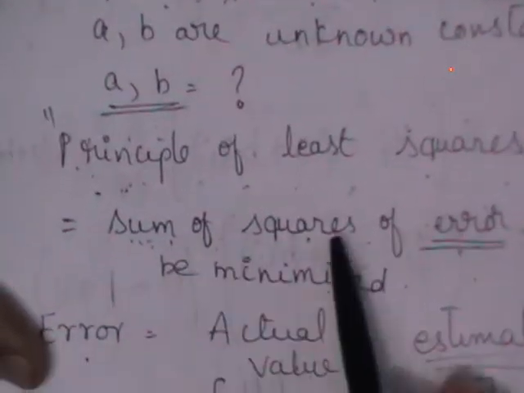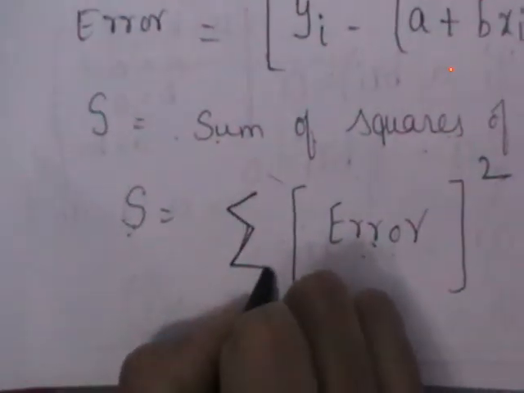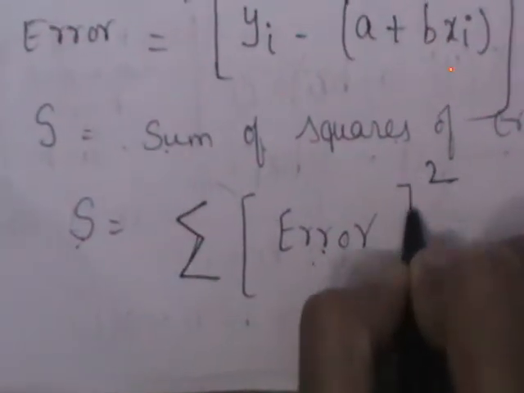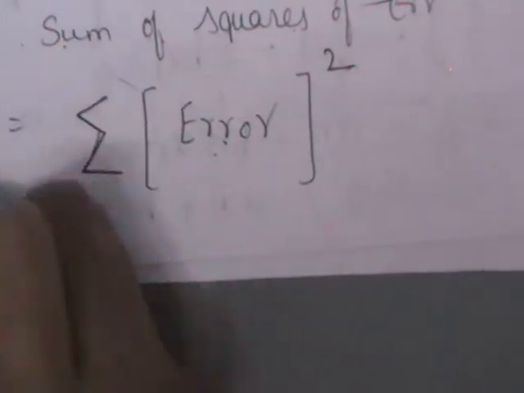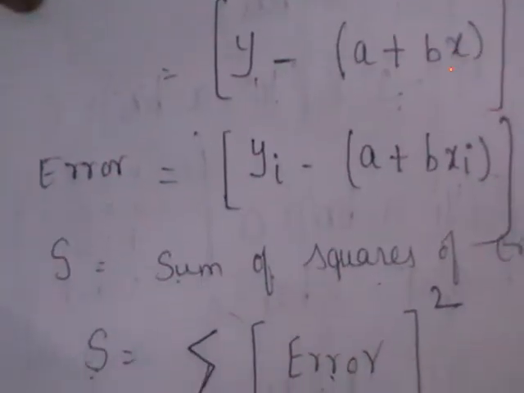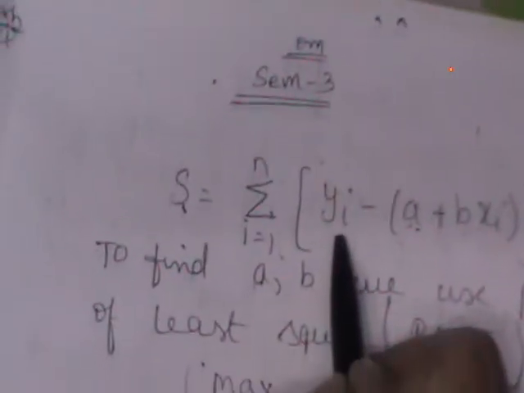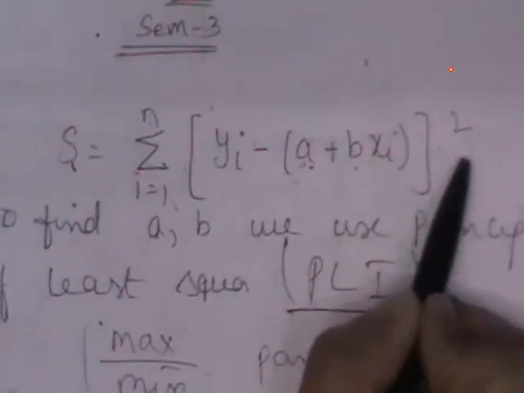What does the principle of least squares state? The sum of squares of error is to be minimized. Sum means we use the symbol sigma. Squares, put the square first. In place of error you substitute this quantity. So S is equal to sigma yi minus a plus bxi whole square.